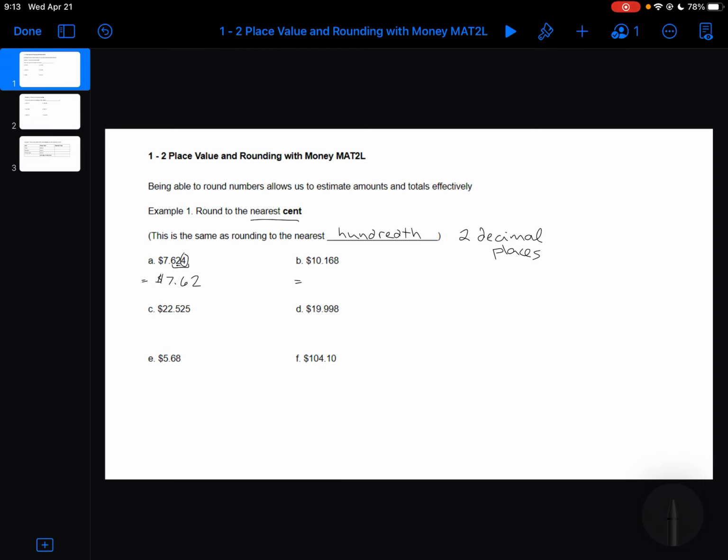B, my number in the hundredth spot is 6. The number to the right is 8. So I'm going to add 1 to my underlined digit to get a rounded total of $10.17.